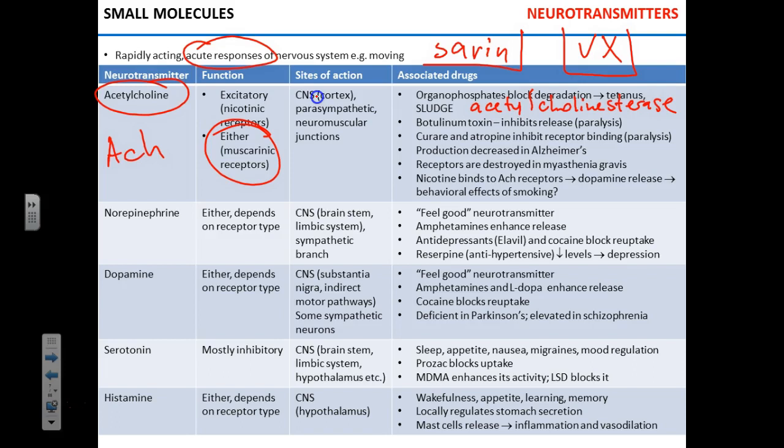Another interesting toxin that messes up the ACh effects is the toxin coming from the microbe called Clostridium botulinum. It's a botulism toxin that inhibits the release of acetylcholine from the neurons, and it causes paralysis because acetylcholine is the only neurotransmitter that stimulates the contraction of the muscles.